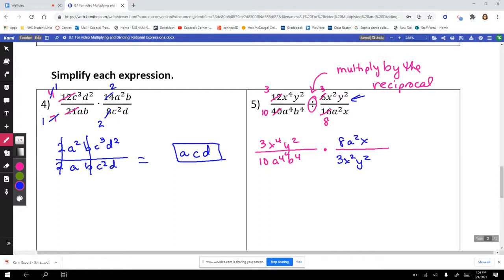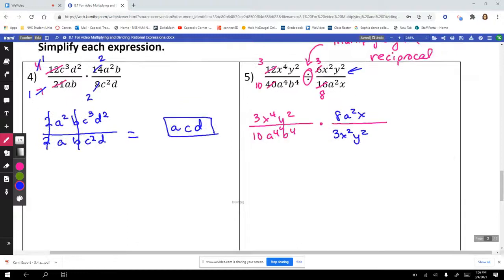Okay, now from here, I can just multiply my numerators across, right? So 3 times 8 gives me 24. I'm going to put things in alphabetical order. So I have a to the second, x to the fifth, y to the second, all over 30, a to the fourth, b to the fourth, x to the second, y to the second.